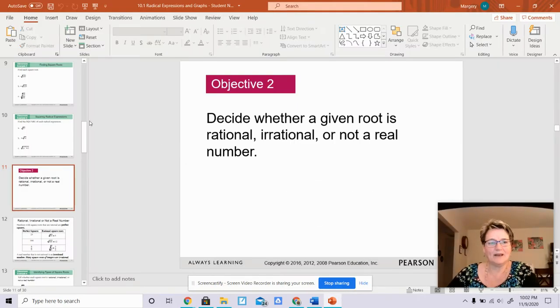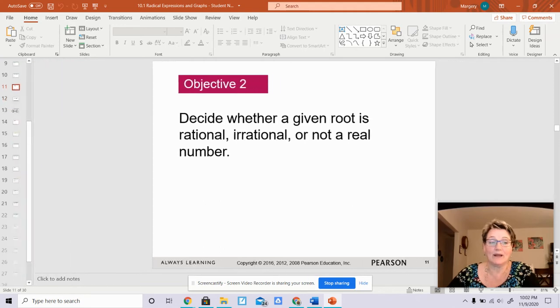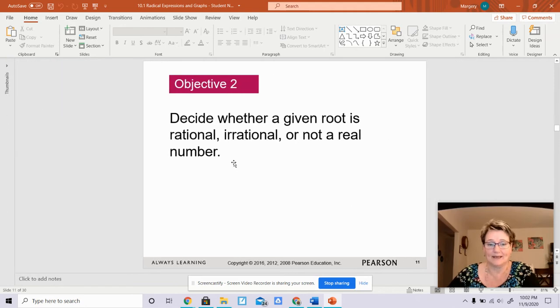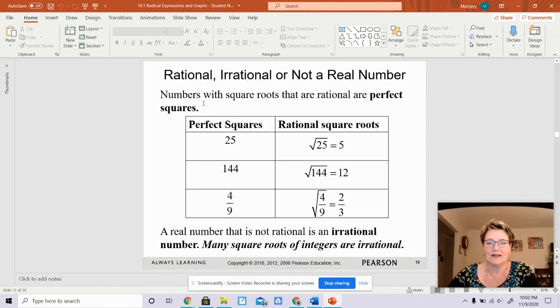All right, this part here is 10.1 lecture video B. We're going to talk about deciding whether a given root is rational, irrational, or not a real number. This here tells you about real numbers.